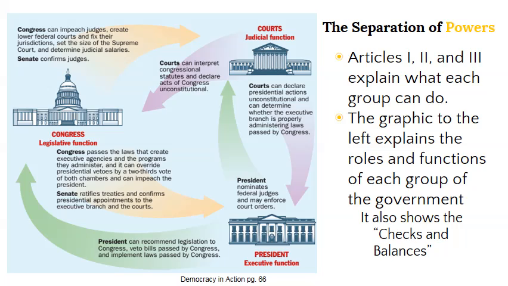Now, some of the most action happens between the president and Congress. So Congress passes laws and creates executive agencies and the programs they administer. It can override presidential vetoes by a 2/3 vote of both chambers and can impeach the president. The Senate ratifies all treaties and confirms presidential appointments to the executive branch and the courts. Meanwhile, the president, who does not actually get to write any laws, can only recommend these laws, vetoes any bills passed by Congress that he doesn't like, and is in charge of implementing and enforcing those laws. So we see a definite kind of shift in this.